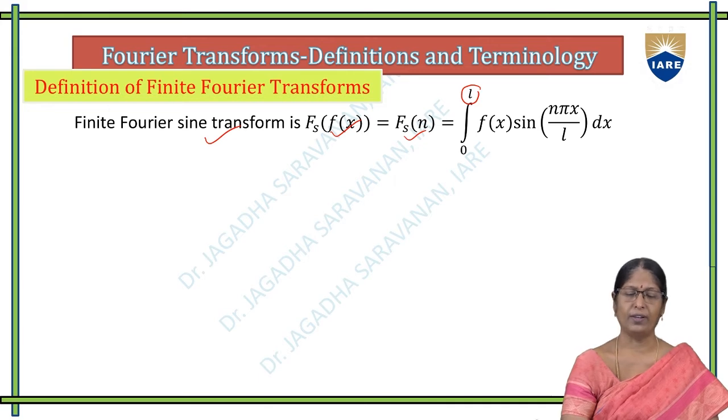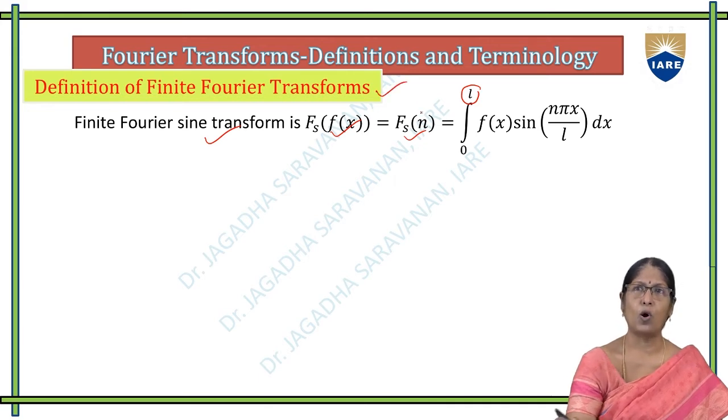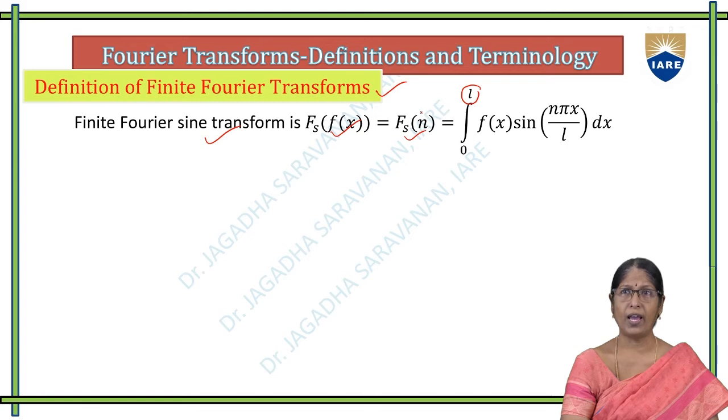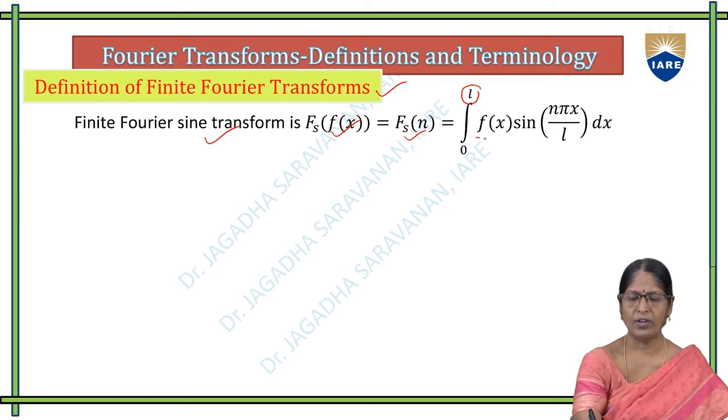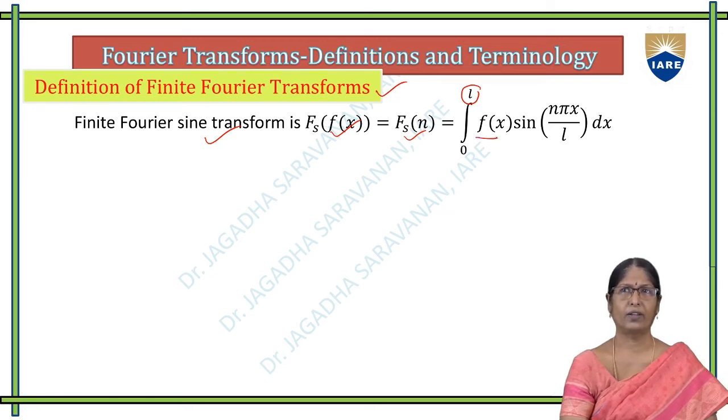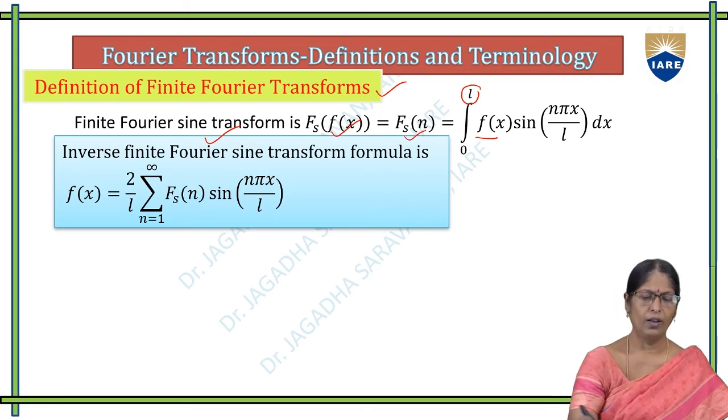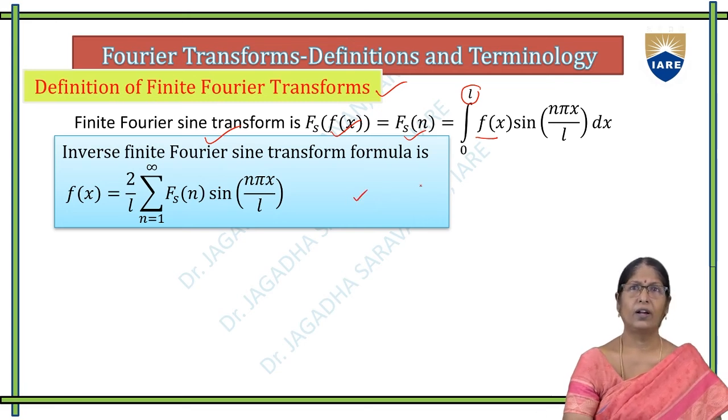That is the reason this Fourier transform is called the finite Fourier transform. So now our function is f of x, which is multiplied by sine of n pi x by L dx. Here we can see it.